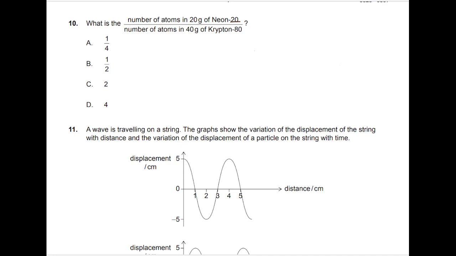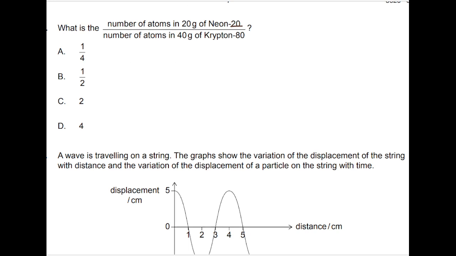Question number 10. We have to calculate the number of atoms in 20 gram of neon 20 and the number of atoms in 40 grams of krypton 80. So if I have to calculate the number of atoms, that is given by number of moles into Avogadro's constant, but I don't have the number of moles, so I can calculate the number of moles as mass of substance over mass of 1 mole of the substance.